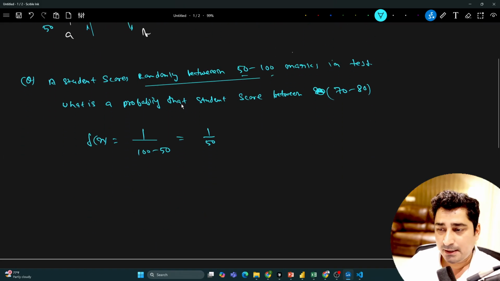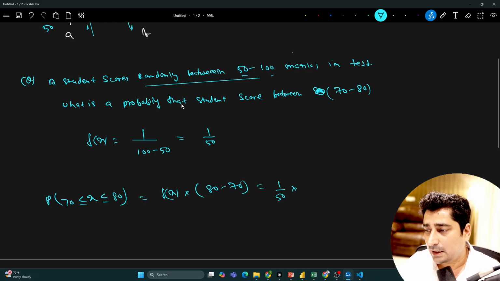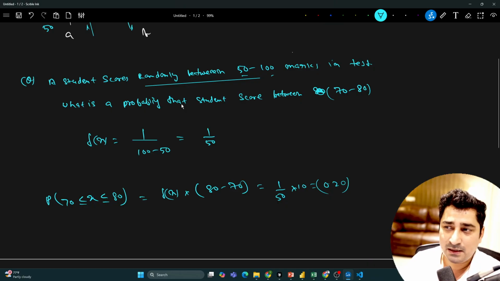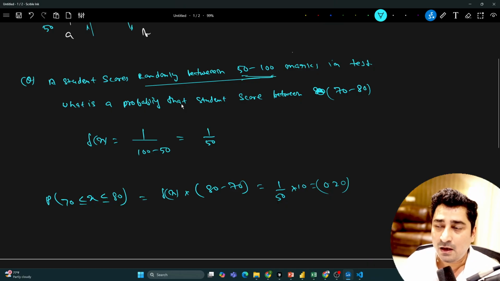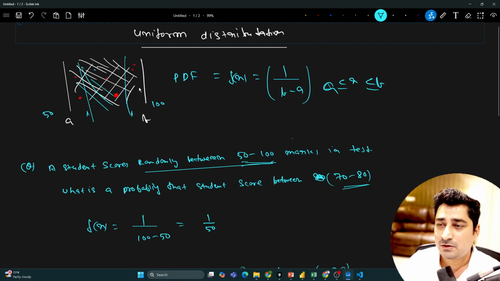Now, what is the probability of any score between 70 to 80? This was the question which has been asked. So I can take f of x, this probability density function, and multiply it by the interval: 80 minus 70 gives 1 by 50 into 10. This is going to give you 0.20. So there is a 20% chance that, if there is a random score between 50 to 100, it falls in this range, and this 20% represents the area this is going to occupy, by the way.